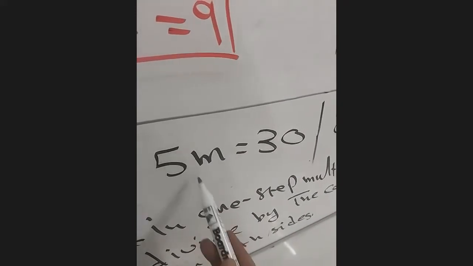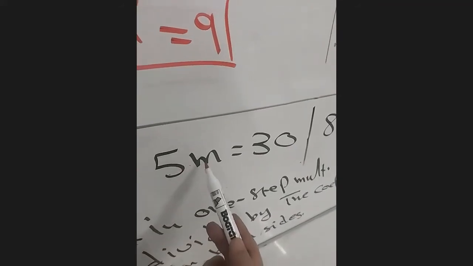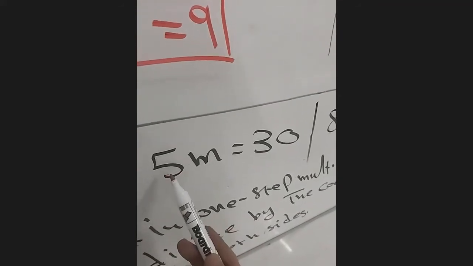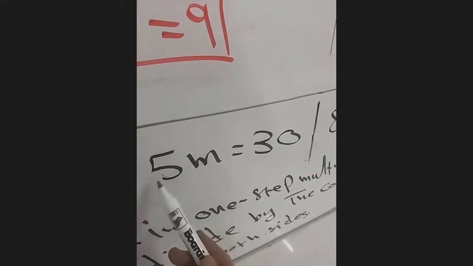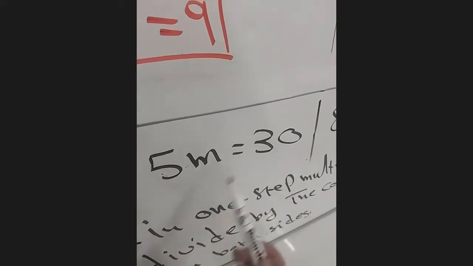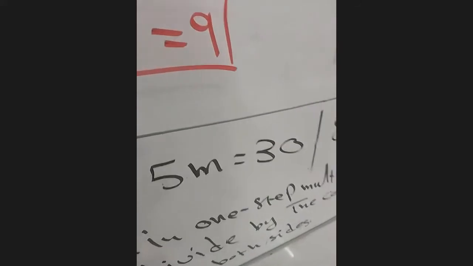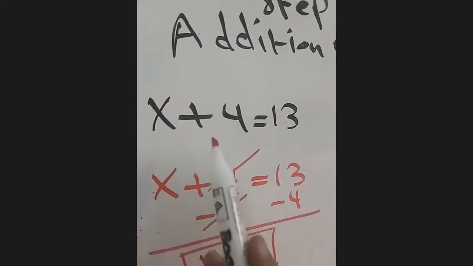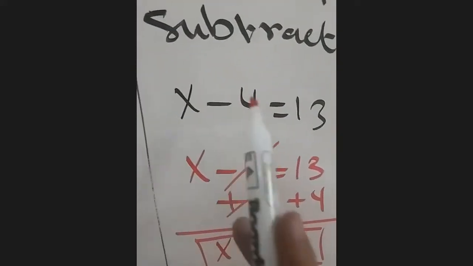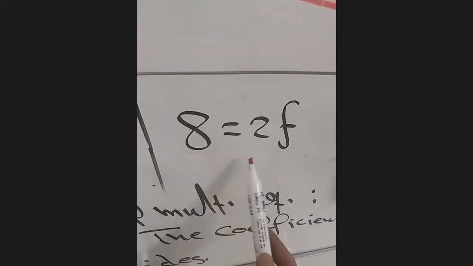What's here, guys? Between 5 and m, there is nothing. It means 5 multiply m. We did that before in the previous semester, if you remember. 5m means 5 multiply m. So we have multiplication equation. This we call one-step multiplication equation. This one-step addition equation. This one-step subtraction equation. This one-step multiplication equation. Also, this one, 8 equals 2f.